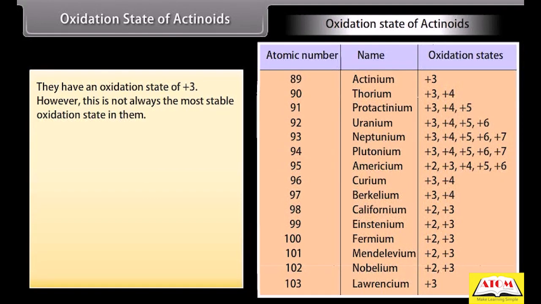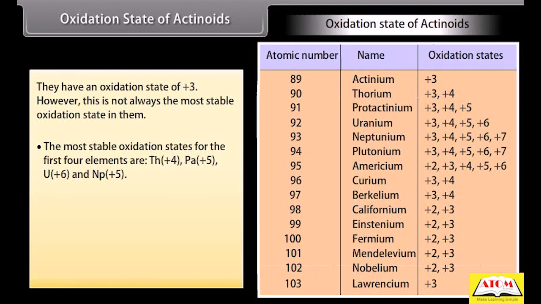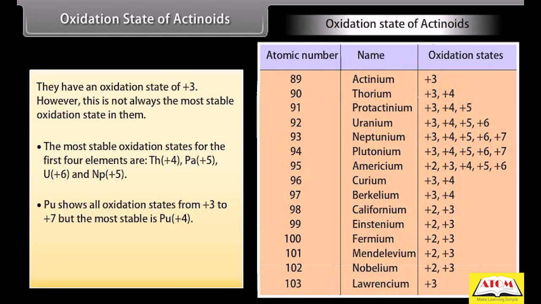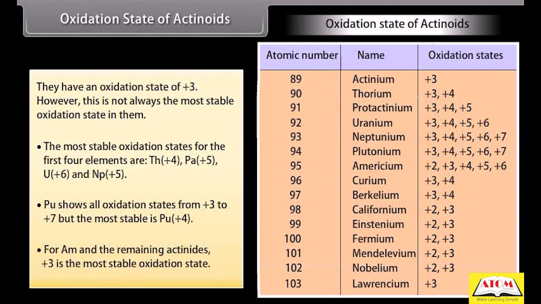Oxidation state of actinoids. They have an oxidation state of +3. However, this is not always the most stable oxidation state in them. The most stable oxidation states for the first 4 elements are thorium +4, protactinium +5, uranium +6 and neptunium +5. Plutonium shows all oxidation states from +3 to +7, but the most stable is plutonium +4. For americium and the remaining actinides, +3 is the most stable oxidation state.